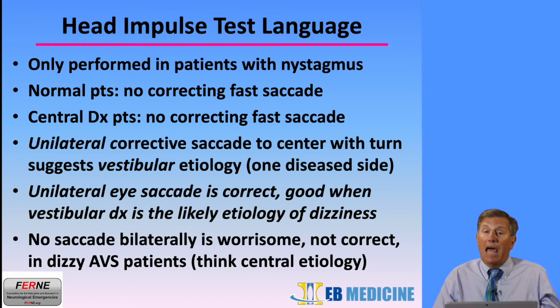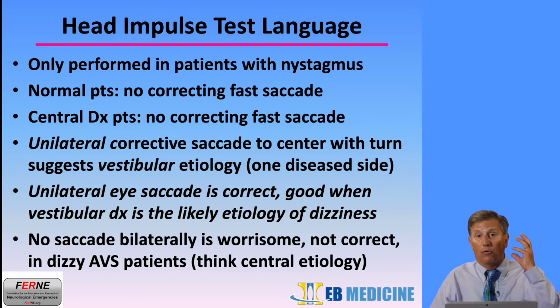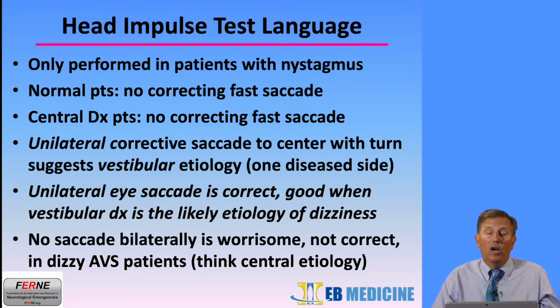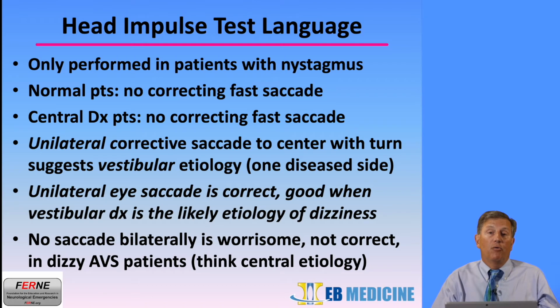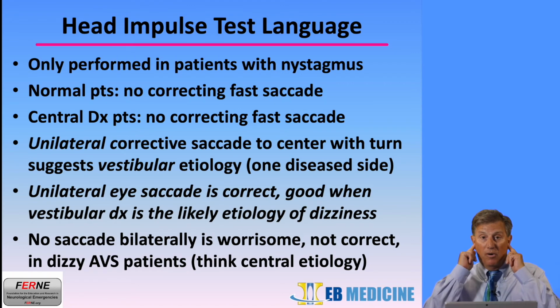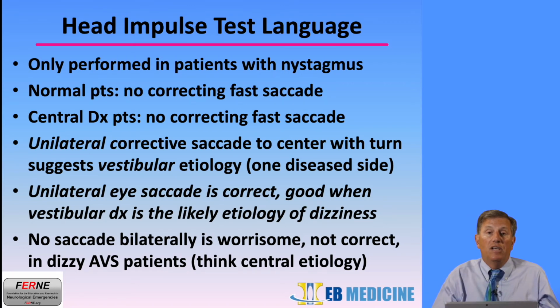So, if there's a unilateral corrective saccade to the center with a turn from one side or the other to the center, this suggests a vestibular etiology with a unilaterally sick or diseased side. So a unilateral eye saccade with the HIT test in patients with acute vestibular syndrome and evidence of nystagmus is correct. It's good. It suggests one sick vestibular side, and then it suggests that there's a peripheral diagnosis or etiology of the dizziness. No saccade on one side or the other suggests that there isn't a peripheral cause on one side or the other, and that you need to think of a central etiology or a posterior ischemic event.